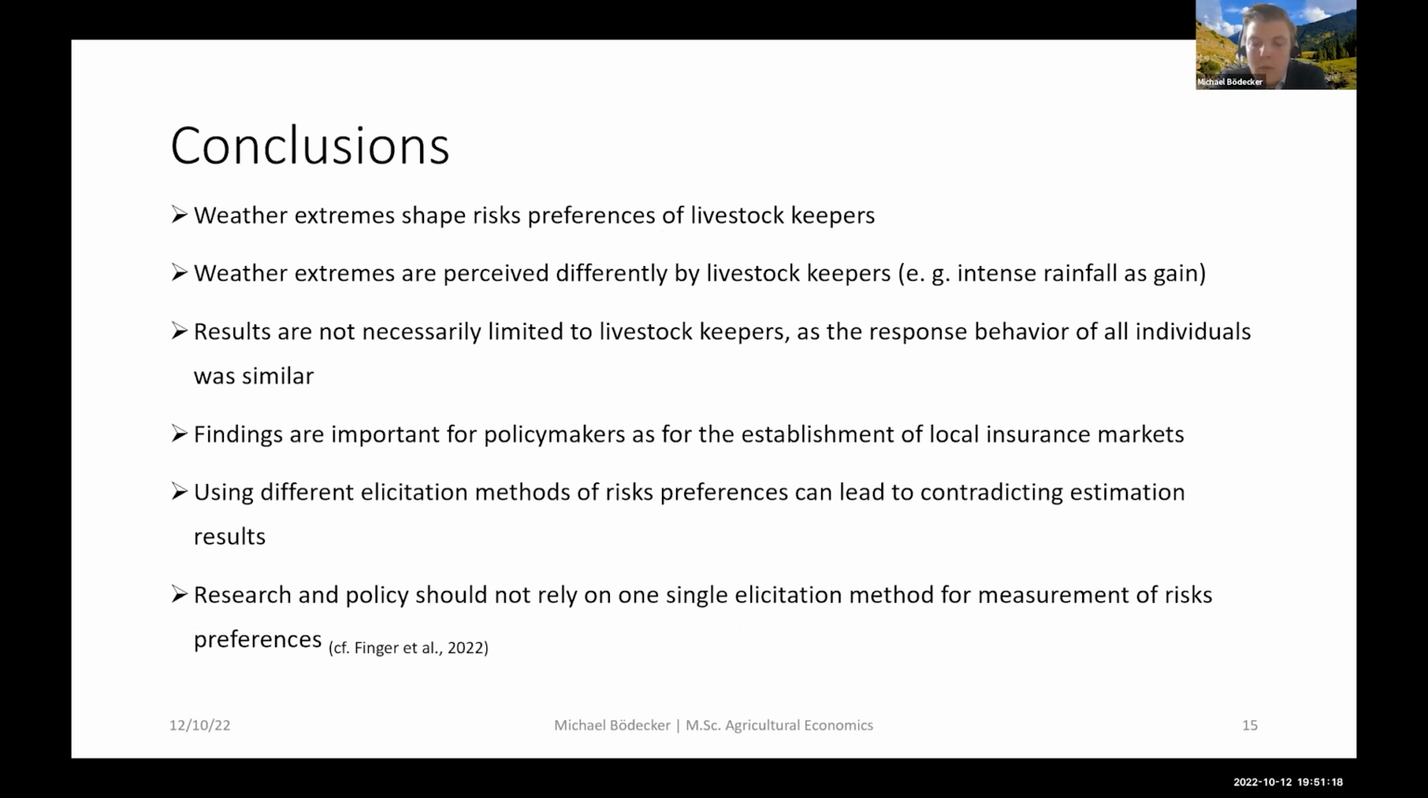And we also have seen that using different elicitation methods of risk preferences can lead to contradicting estimation results. So it is very important that research and policy should not only rely on one single elicitation method for the measurement of risk preferences, and it should always be linked to the question being asked.